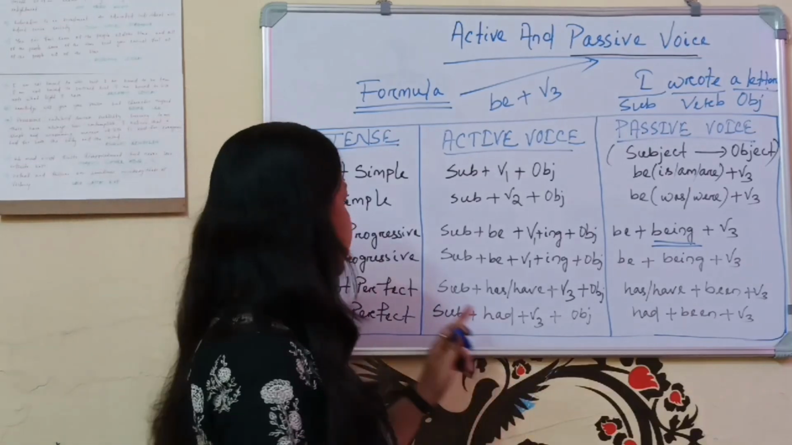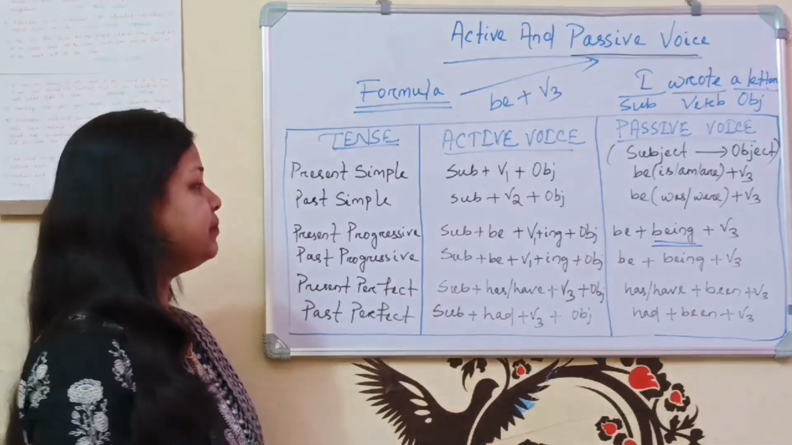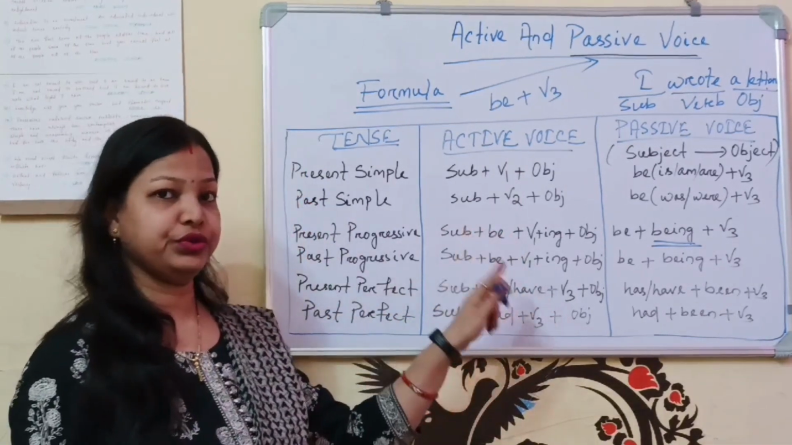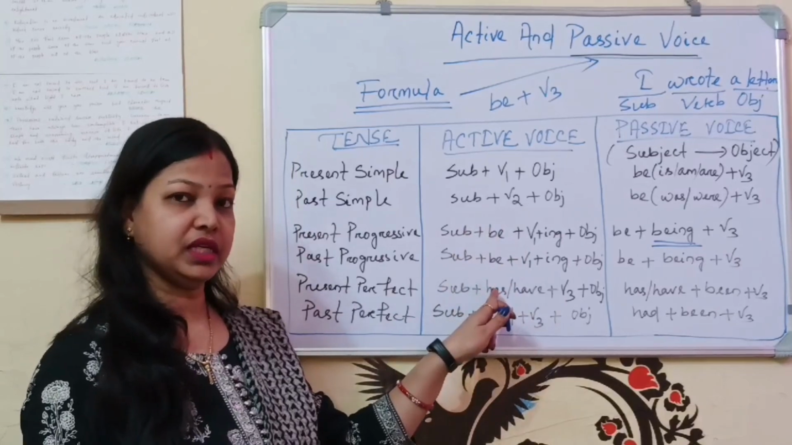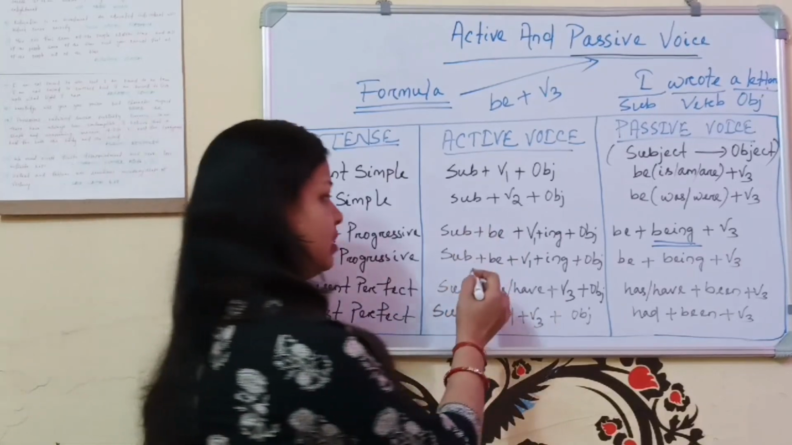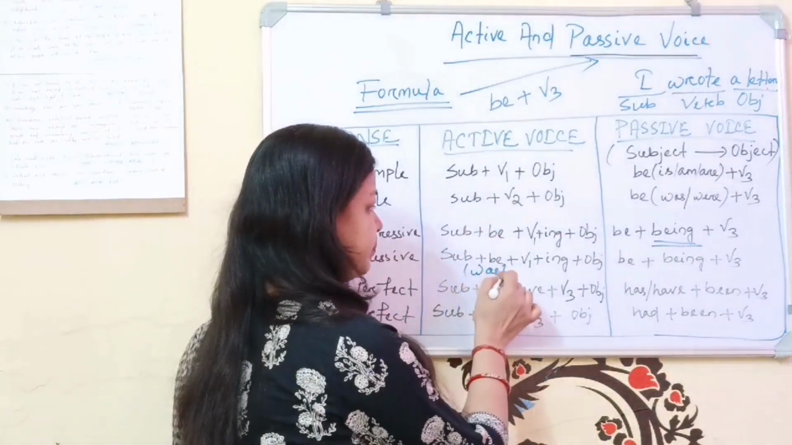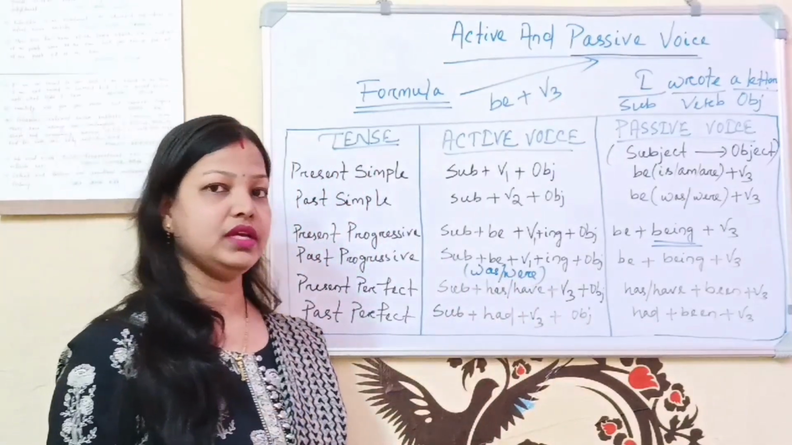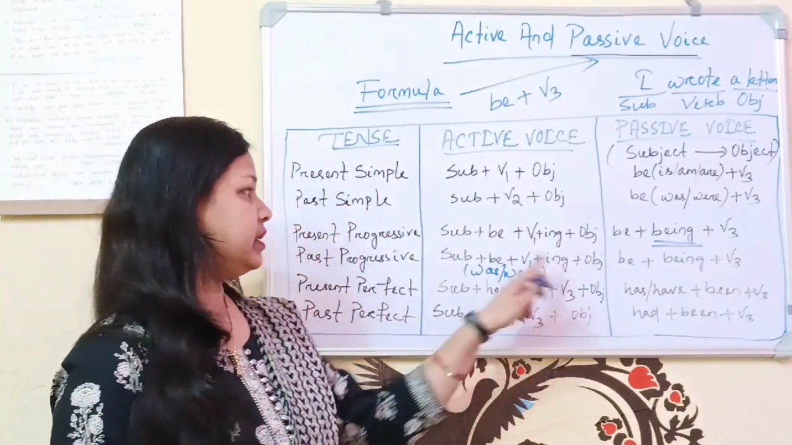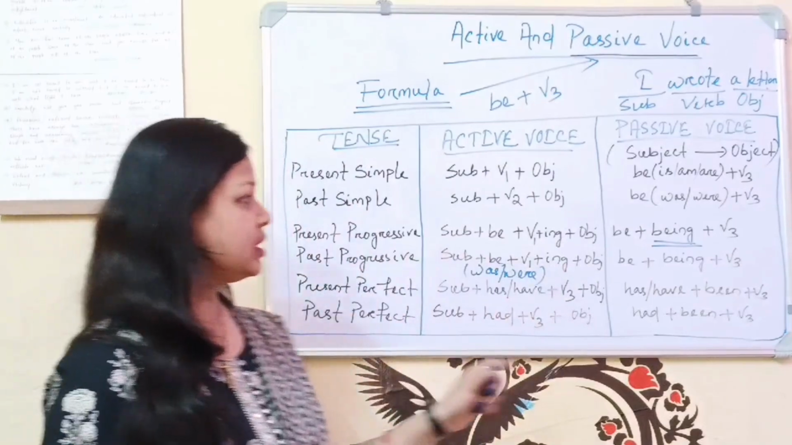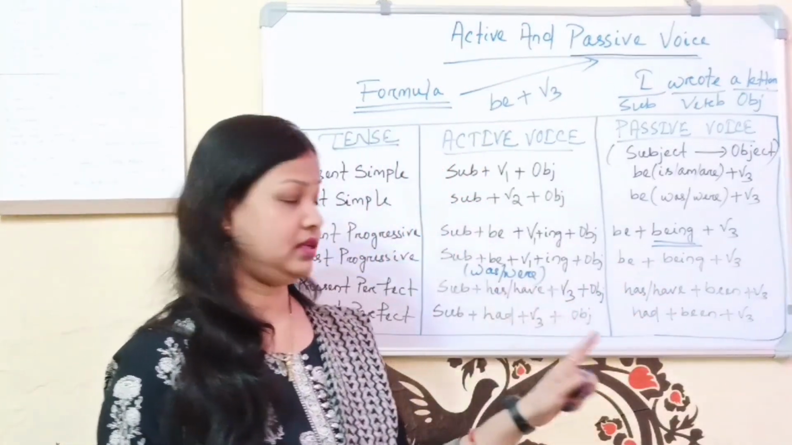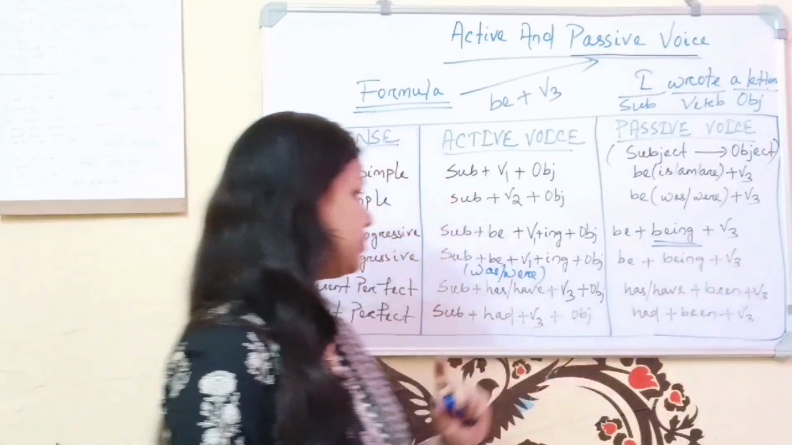Okay. Then past progressive, you can see past progressive. Similarly, as in present progressive, we write in past progressive too, just that in the be verb here was and were are used. In past we use was and were plus verb plus ing in the progressive case. So it will be was or were plus being plus verb 3.